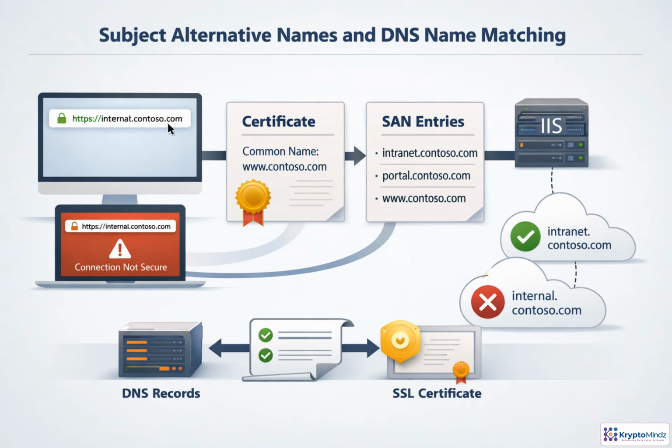Modern browsers don't really rely on the old common name anymore. They compare the URL strictly with the subject alternative names list. If users type intranet.contoso.com, that exact DNS name must be present as a SAN entry, or you'll see a name mismatch warning. That's why you can't just reuse a generic certificate. Plan your DNS records and all required hostnames first.